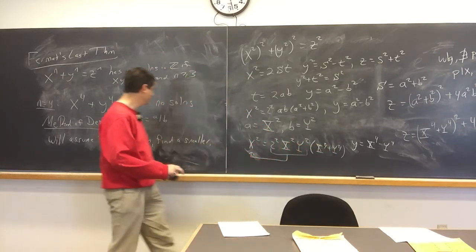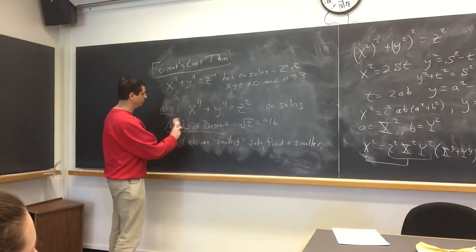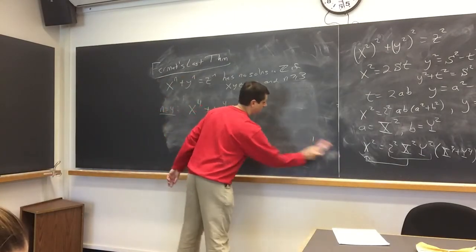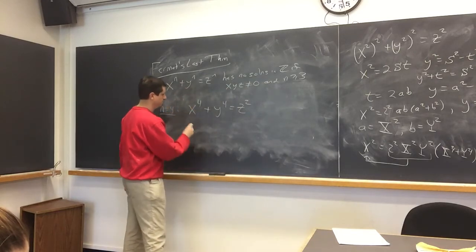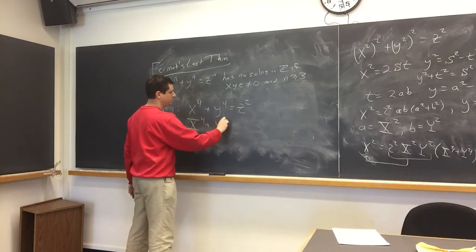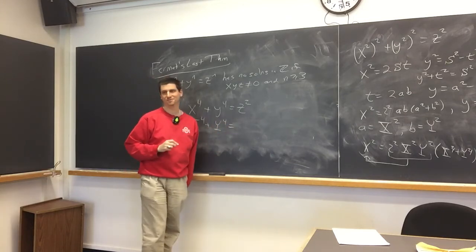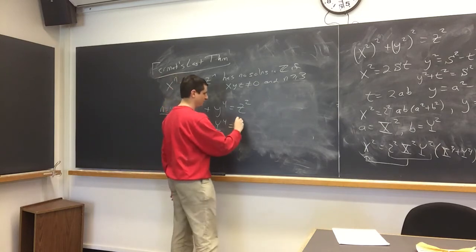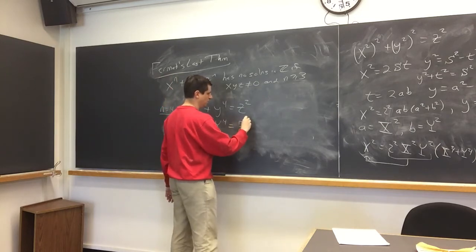And so we now have a new solution. So what I'm going to do is come back over here. We assumed we had a solution, and now we have a new solution: big X to the fourth plus big Y to the fourth. What do you think we should call it? Big Z to the fourth. Or actually big Z squared.